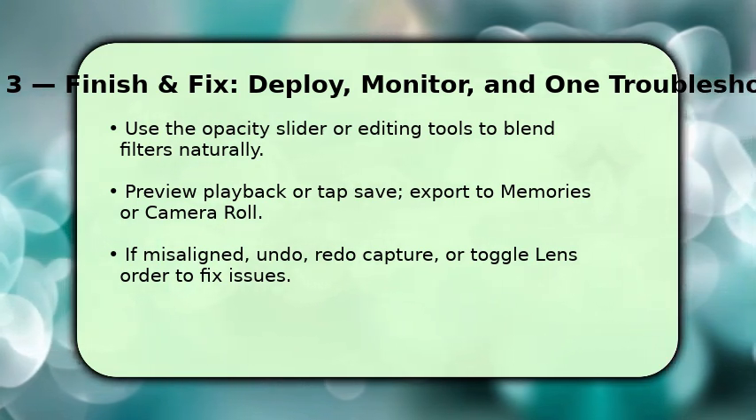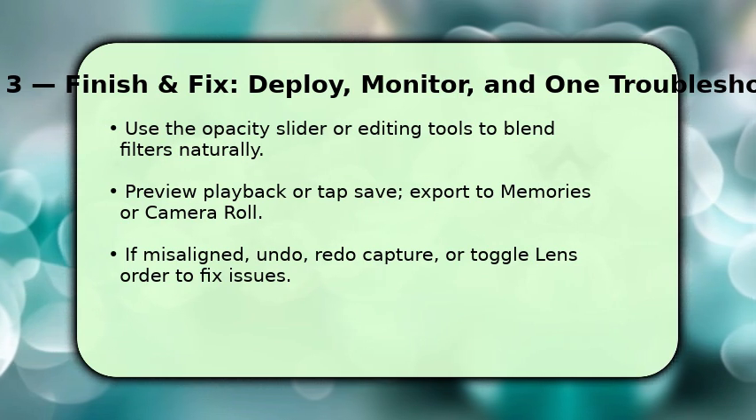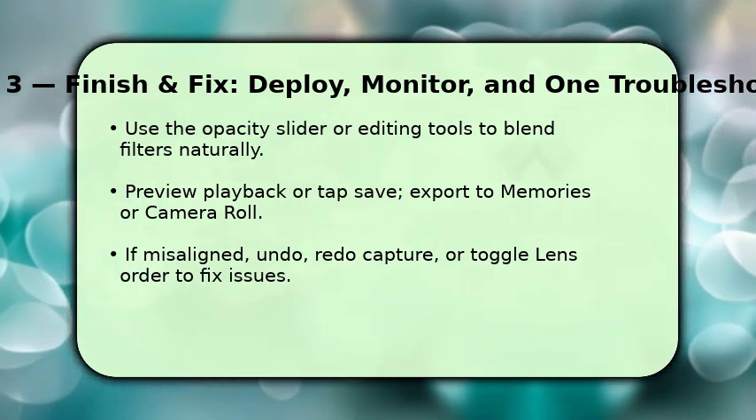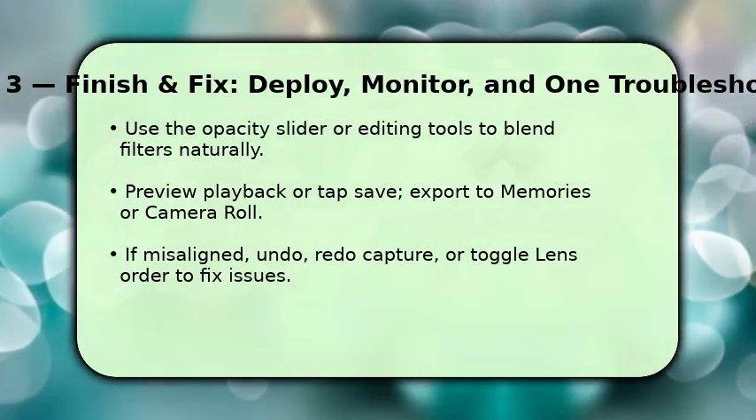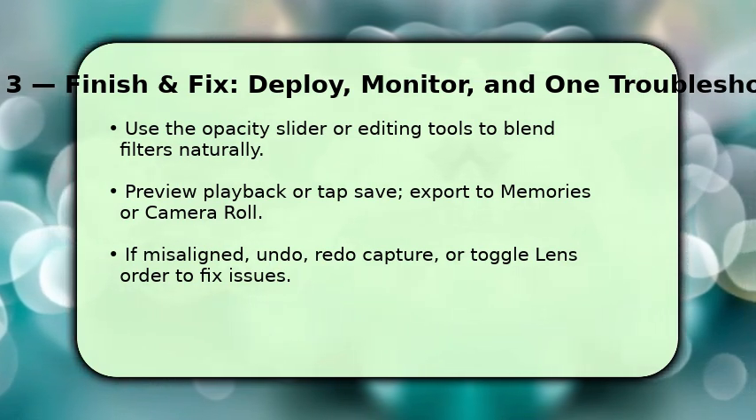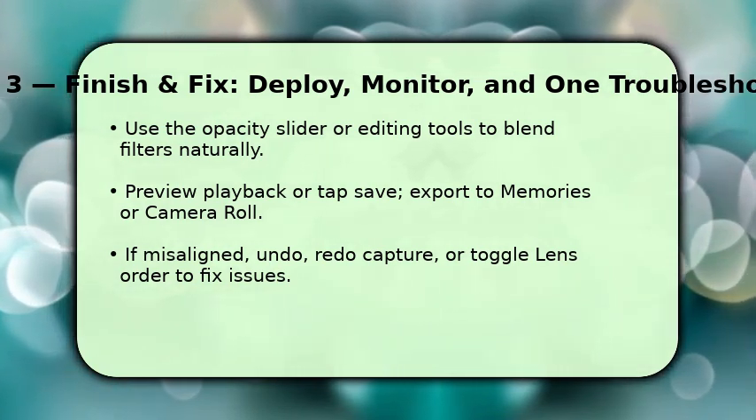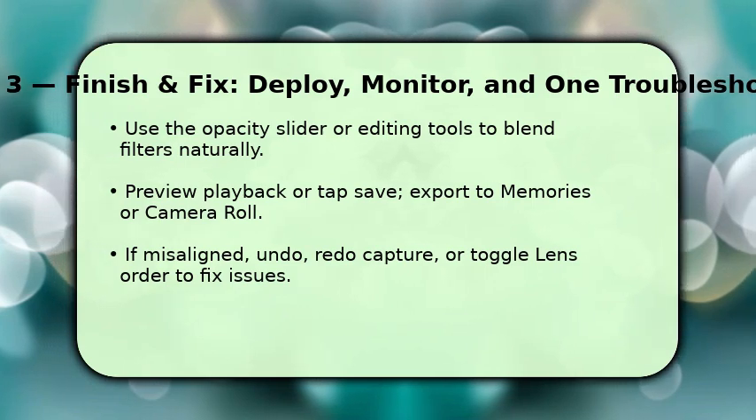to your camera roll. If things go wrong, misalignment, jitter, or one filter dominating, undo the overlay, reapply it, or re-record the base capture and switch the lens order. This fixes most layering problems without starting from scratch.